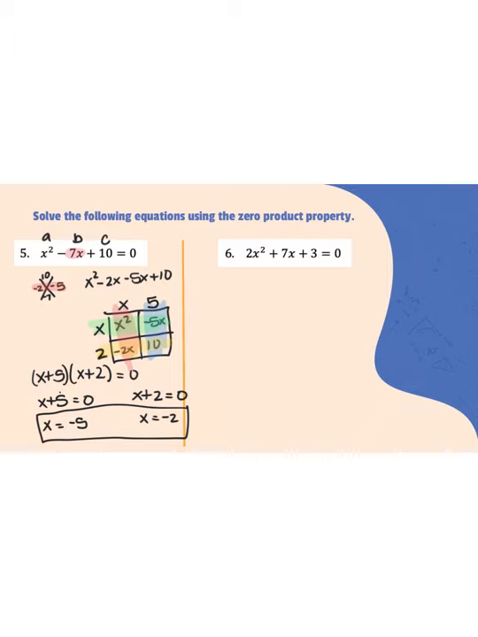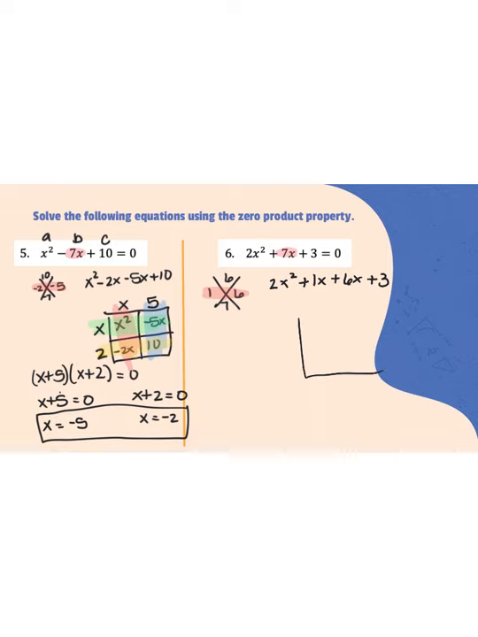Okay, number 6. Remember you take your a times your c. So 2 times 3. That's going to give me a 6 and a 7 on the bottom. Okay, and I'm thinking what multiplies to 6 but adds to 7? Well, 1 and 6 are the only numbers that do that. So I'm going to replace my b value with these two and rewrite the equation. So 2x squared plus 1x plus 6x plus 3.